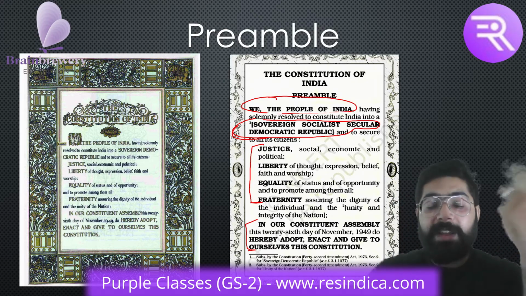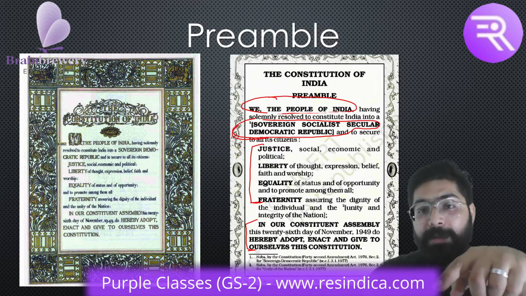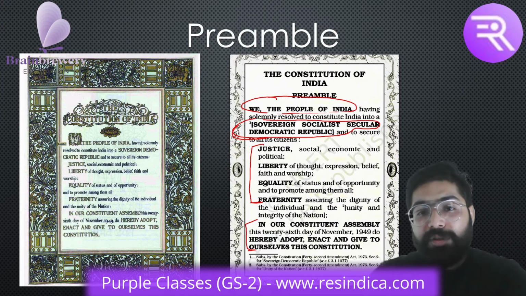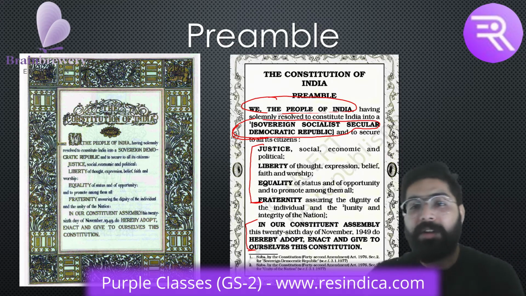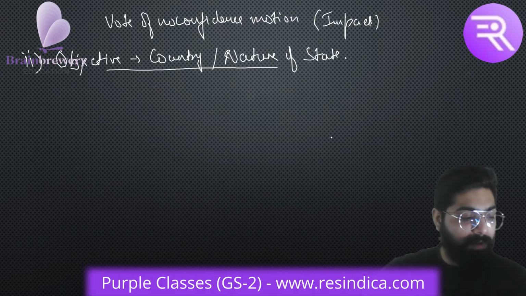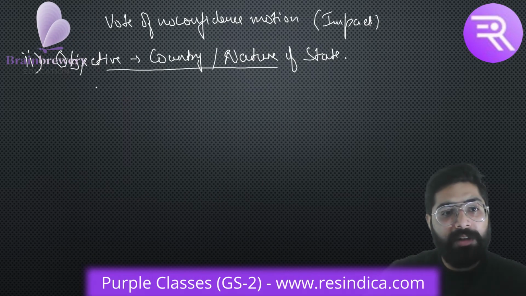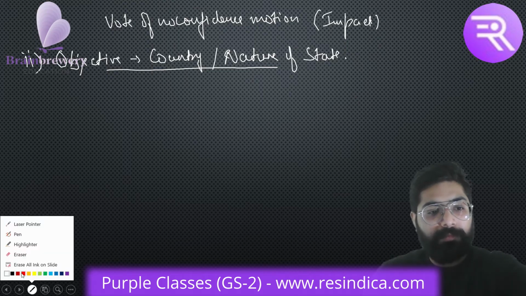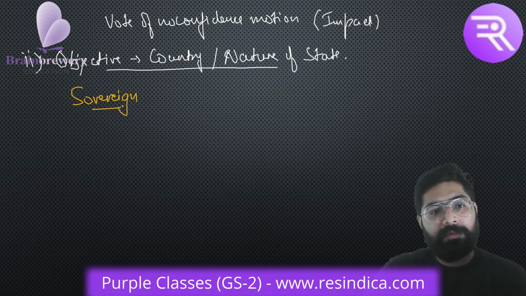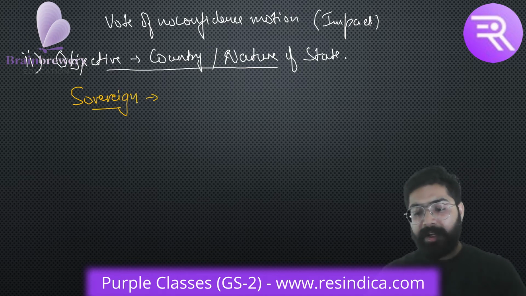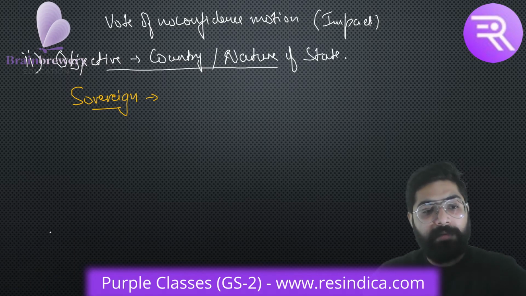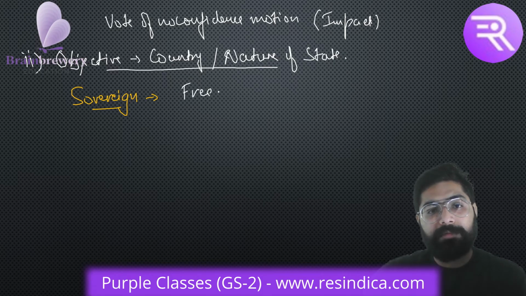So, we being a republic is justified by the we the people of India. We being democratic is justified by the we the people of India, and it is also mentioned in the second part of this preamble. So let's start with the first word. The first word mentioned here is sovereign. What does sovereign mean? Sovereign means freedom from interference. It simply means freedom from interference.